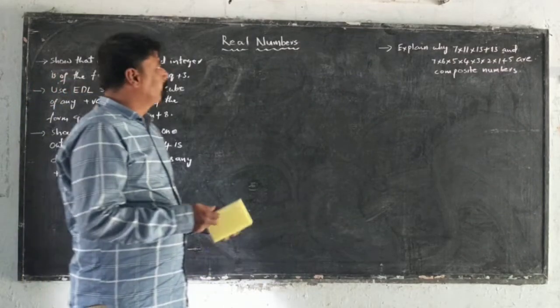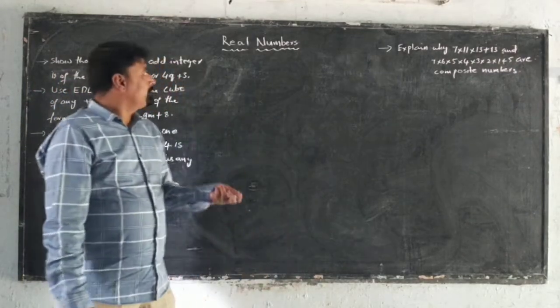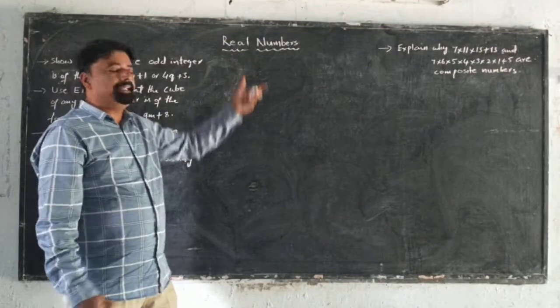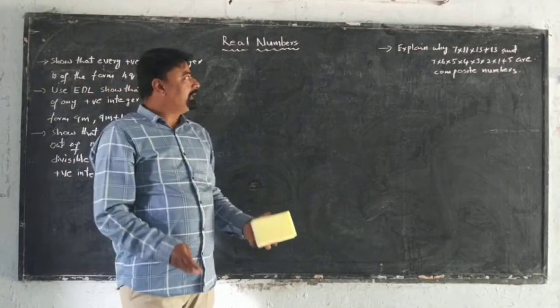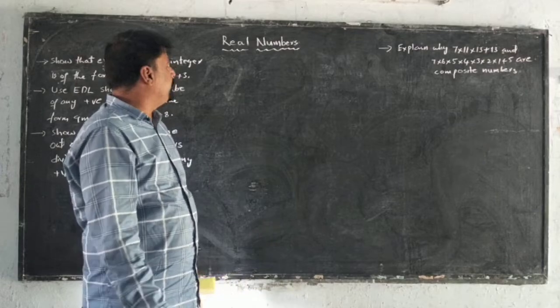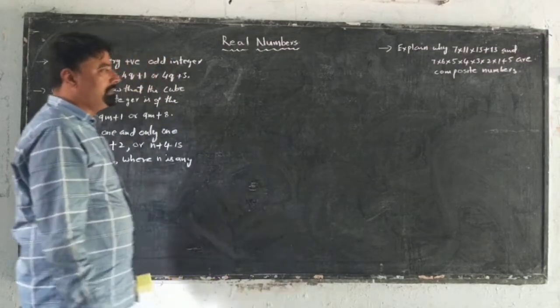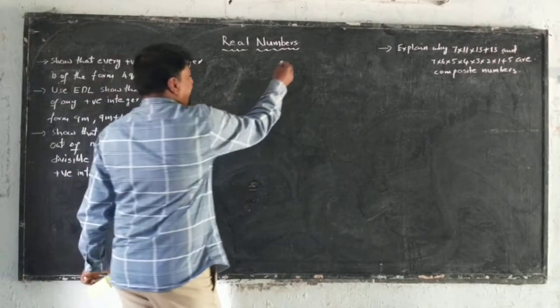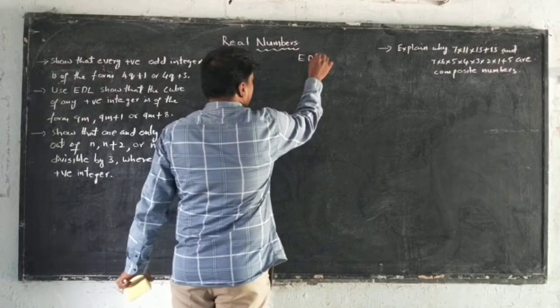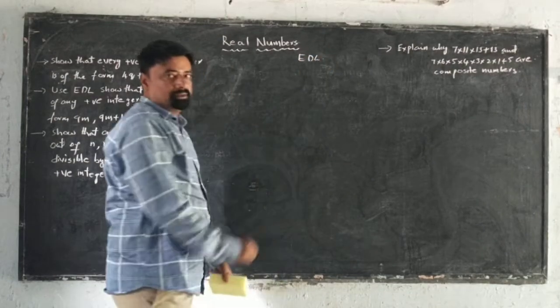Good morning, children. In the previous class, we already started the 10th class chapter, Real Numbers. In the first period, we already explained what Euclid's division lemma is, which we call EDL. So once again, I am recapping this information.